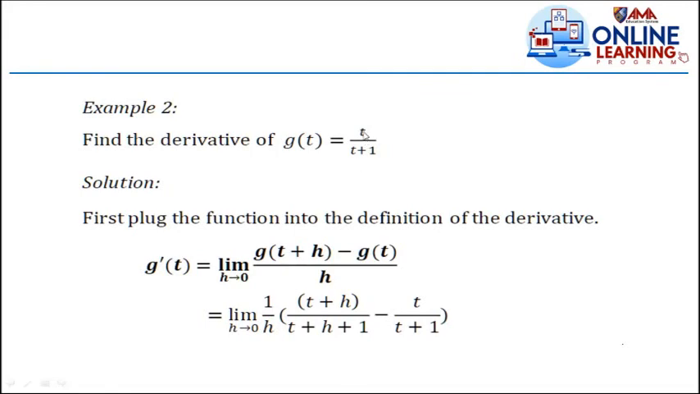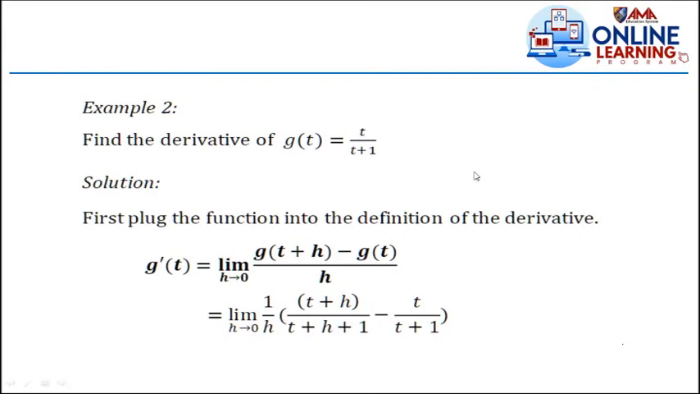Okay? Papalitan natin ito ng t plus h. So t will have t plus h. Tapos yung t dito, again, we have t plus h. So ito na yung bagong equation niya after plugging in ito. Then minus g sub t. Yung g sub t natin, itong buo. Okay, so we have minus t all over t plus 1.